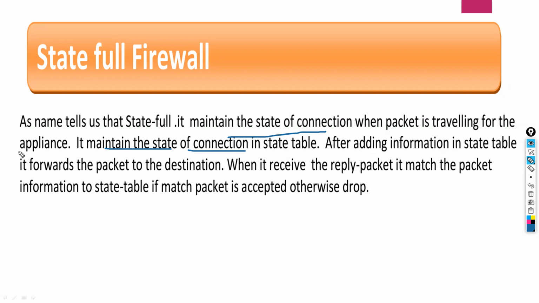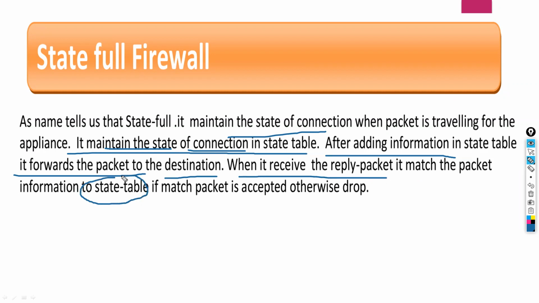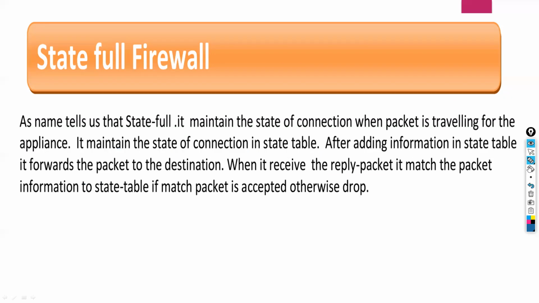It maintains the state of the connection in the state table. After adding the information to the state table, it forwards the packet to the destination. When it receives the reply packet, it matches the packet information against the state table. If the packet matches, accept it, otherwise drop. So like other firewalls, in Cisco ASA firewall we have the stateful firewall technique.